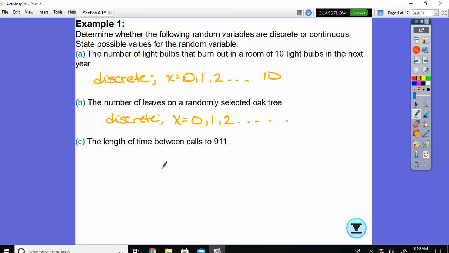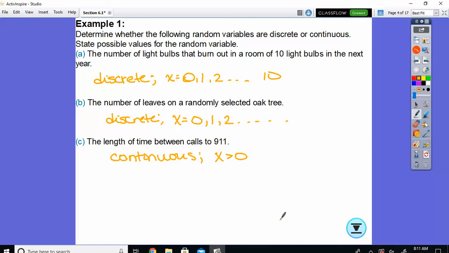All right. The length of time between calls to 911. Continuous, because there are an infinite number of values that could be. Could they be negatives? No. Could it really be 0? No, you could always measure that portion of time. So I'm just going to say X is greater than 0. It can be any positive number.